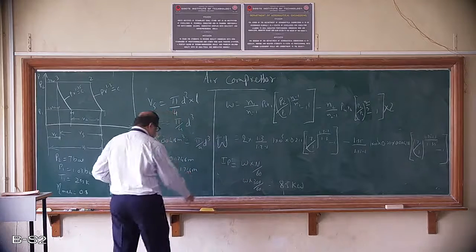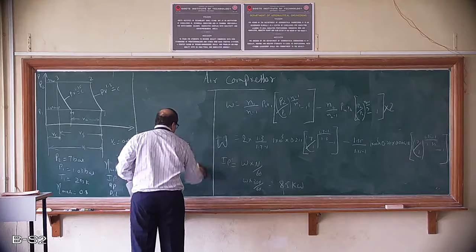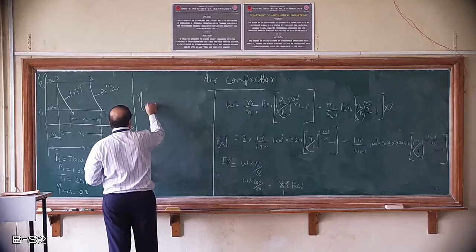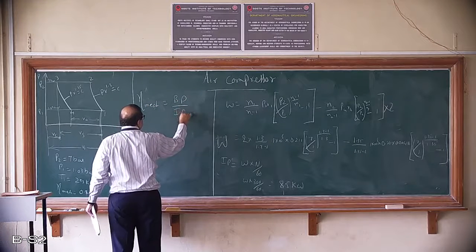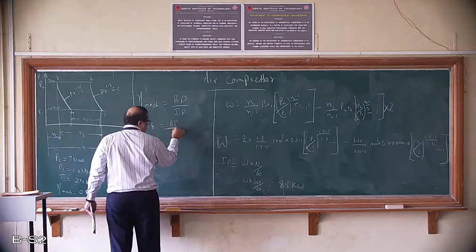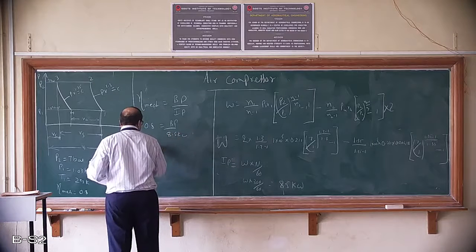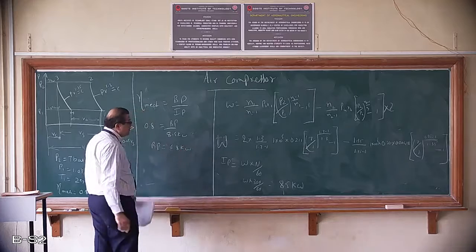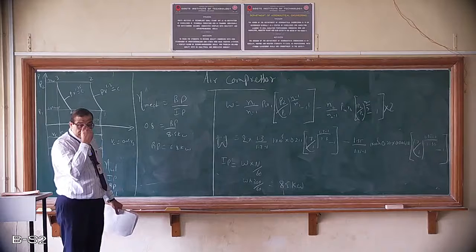Now once we have this, we need to calculate BP, isn't it? Mechanical efficiency is given. What is mechanical efficiency? Mechanical efficiency is BP by IP. So IP is known, and efficiency is given, equal to BP by 8.5 kilowatts. So BP will be 6.8 kilowatts. That's how we solve the problem.